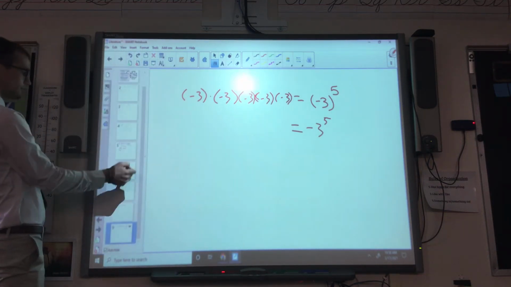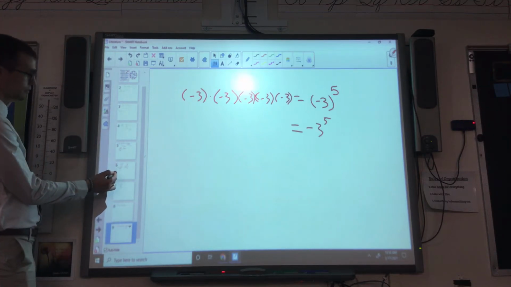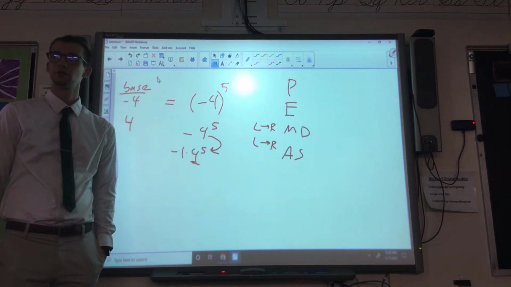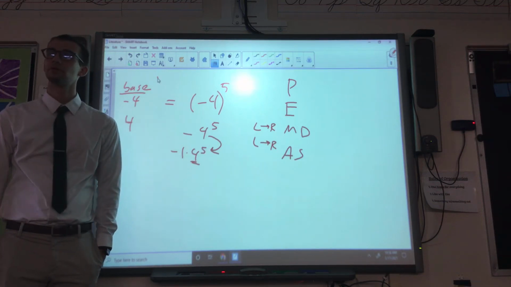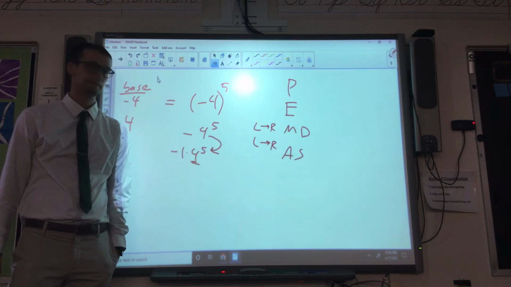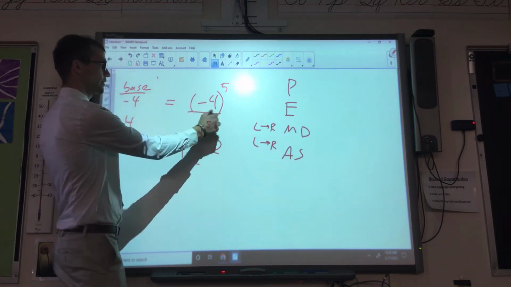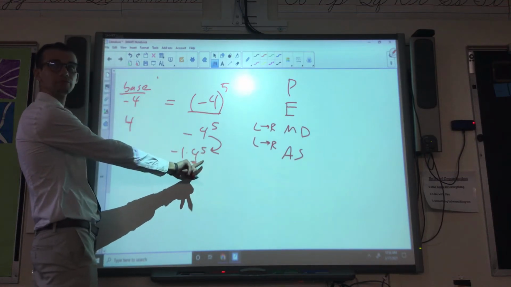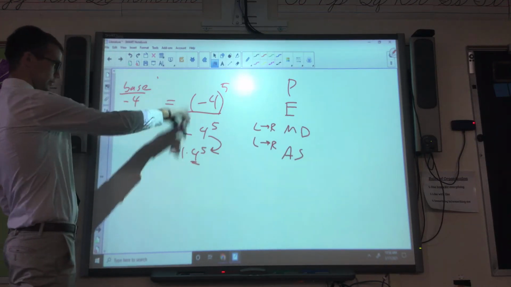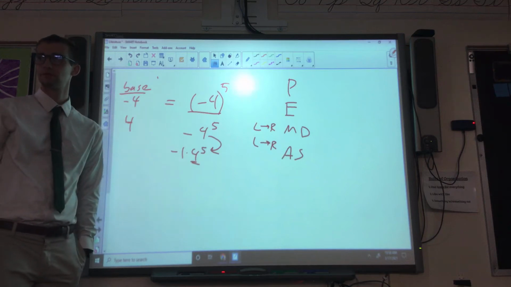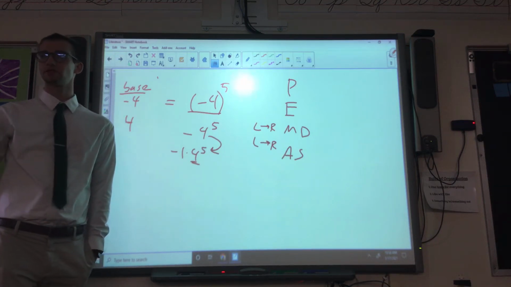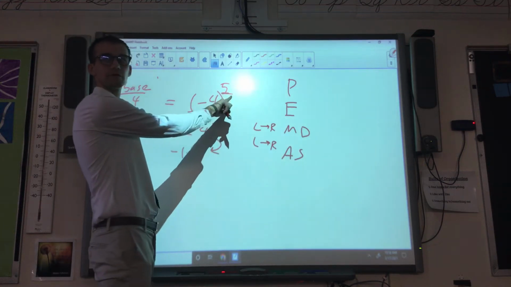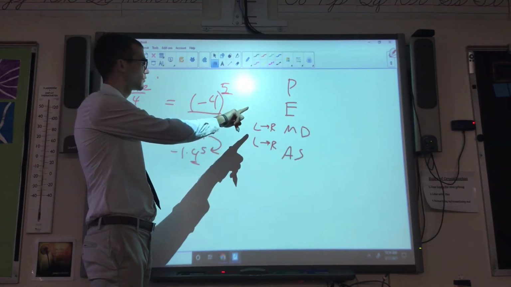What did we just talk about with exponents and parentheses? Because you've got negative 4 as the base to the 5th power. This is negative 1 times 4 to the 5th power. Are they going to be the same thing? They might be. It depends on if you have an odd number here or an even number here.